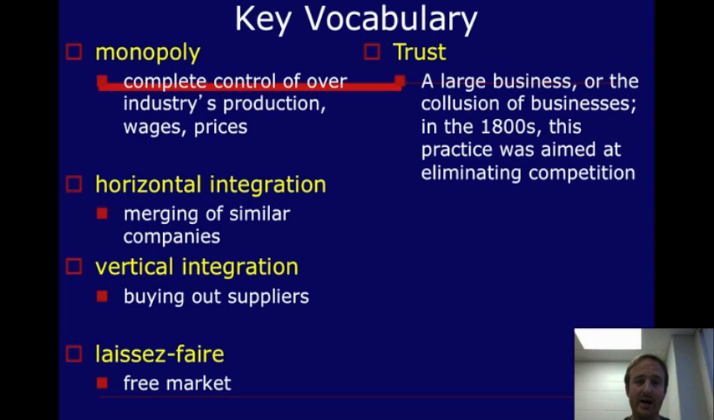Moving on to the key vocabulary. Monopoly, you probably recognize. The two on here that are going to be important to understand are horizontal integration and vertical integration. And you might actually be familiar with laissez-faire as well. Trust we'll get into a little bit more later.